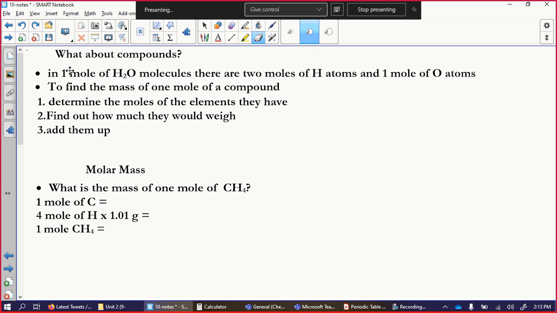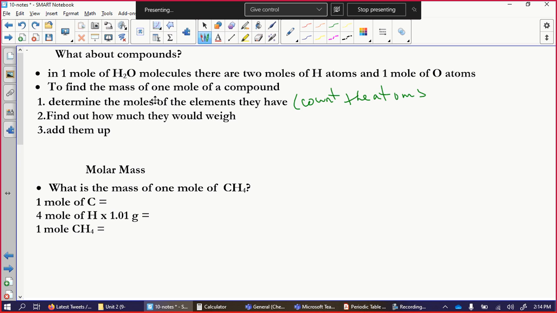In a compound, we have to worry about different numbers or amounts. A mole of hydrogen or a mole of water, well, if one molecule has two atoms of hydrogen and one of oxygen, a mole of water scales up. I'm going to have 2 moles of hydrogen atoms and 1 mole of oxygen atoms. To figure out the mass, well, the first step, determine the moles of the elements you have. This is really, count them, count the atoms.